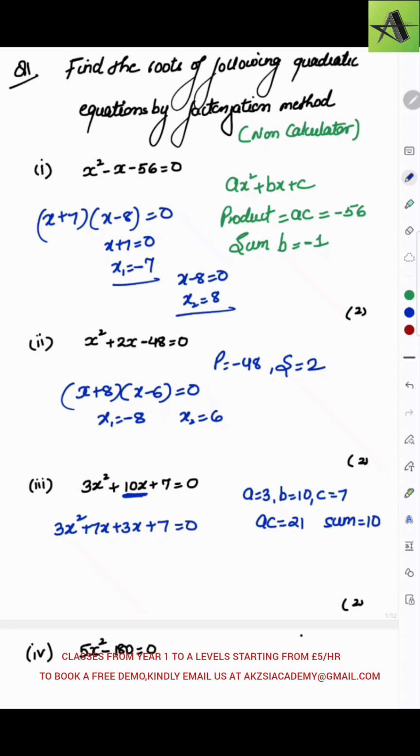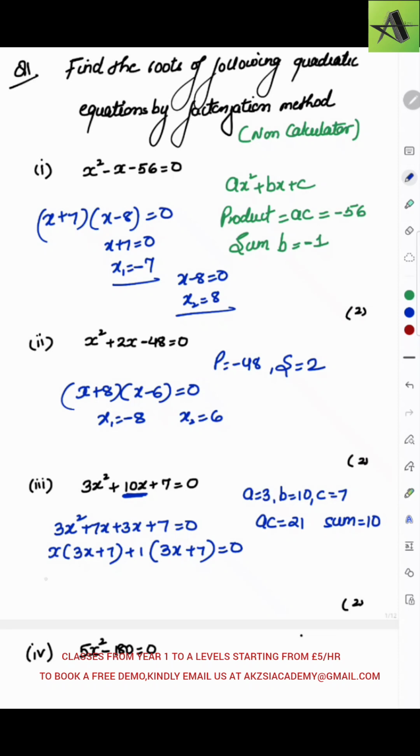And now we have to make the pairs. The pair and the pair like this. So for the first pair, from the first two terms, I can take out x as common. Taking out x as common, remaining is 3x plus 7. And the next two have nothing in common, so it's just 1 that I can take out. So plus 1, and inside the bracket remains as it is.